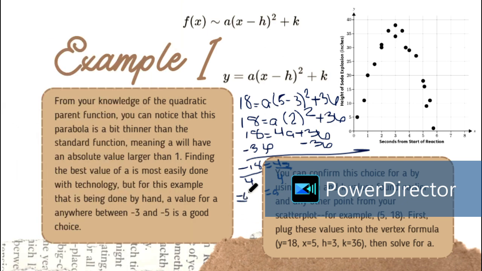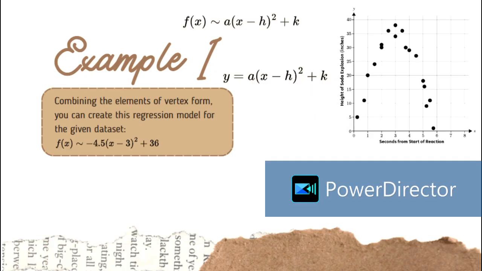-4.5 is going to be our answer for a, which is between -3 and -5, so we're good. That was the point of all of that. Combining the elements of vertex form, you can create this regression model for the given data set. Taking this formula, f of x is, woohoo, a was -4.5, x minus h, which is our vertex, is 3, squared, plus k, which is 36. So that's how we found that formula.